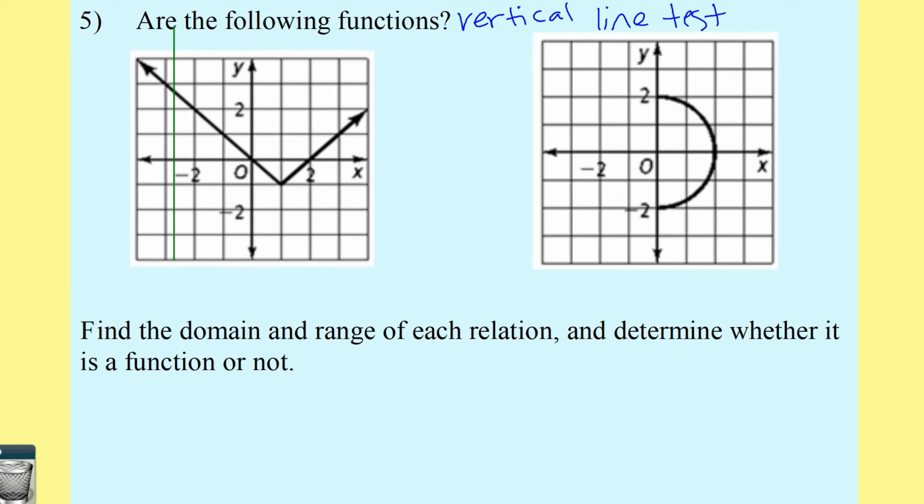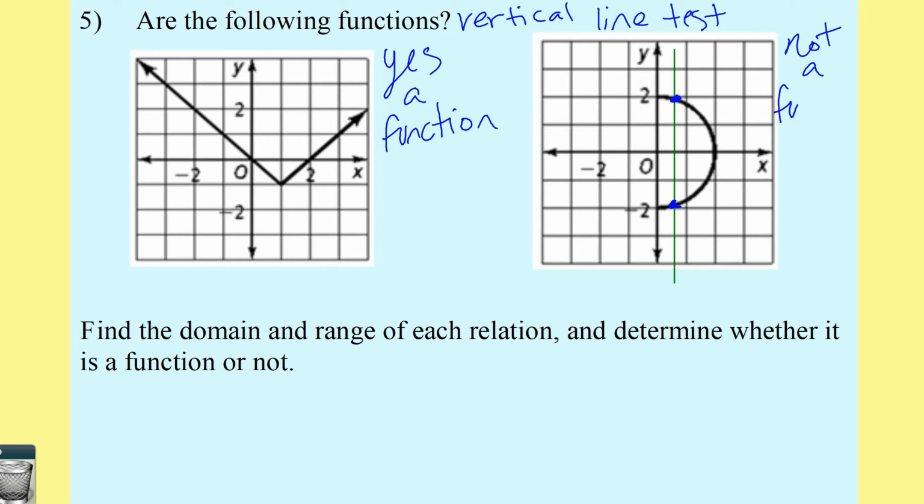Okay? So then let's take it to this one. Over here, we've got an issue. This does not pass the vertical line test because we've got a point right here and a point right here where it overlaps. So my x's are repeating. So this one is a function, and the one on the right is not a function.